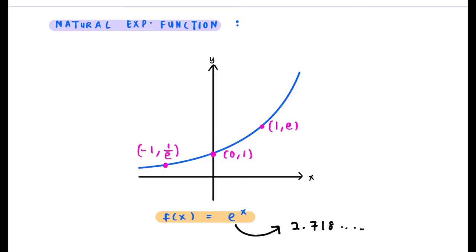Alright. So you have to know about the basic graph. And then after this, you will combine several methods of transformation of graph. This one you have to recall from chapter 2, which is transformation of graph. So when you have reflection, when you have stretch or compress, and then shifting to the right, to the left, shifting upward and downward, all that you have to recall to transform the graph of exponential function.